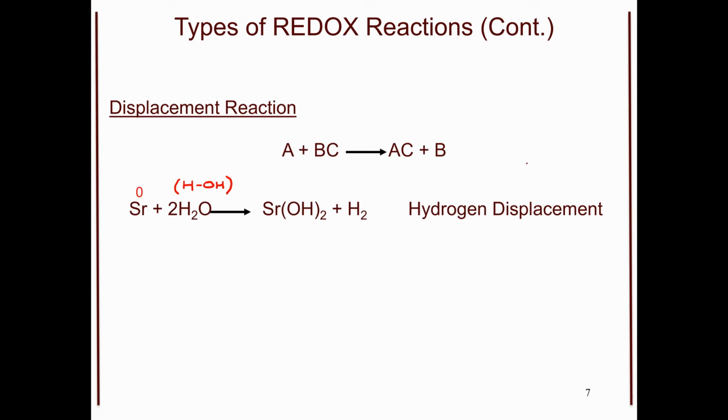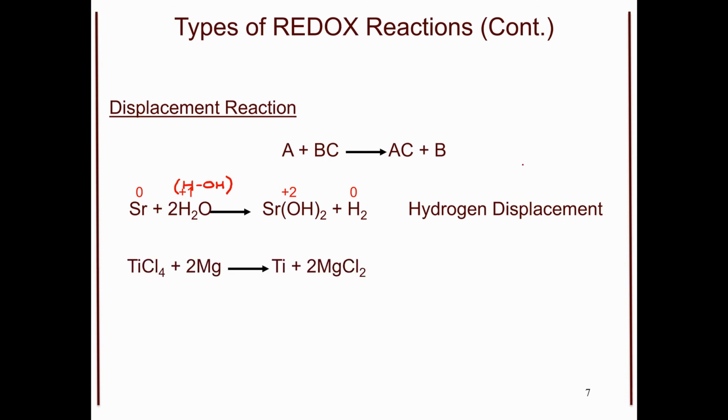So our strontium was 0. It was +1 for our hydrogen. Then on the other side, you will notice that our strontium goes to +2 and our hydrogen goes to 0. This is a successful redox reaction.